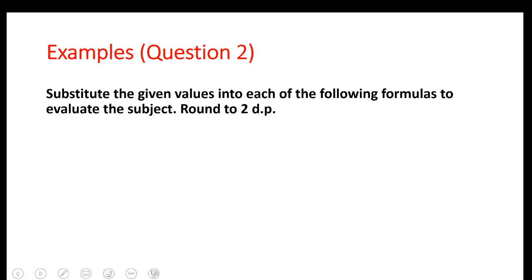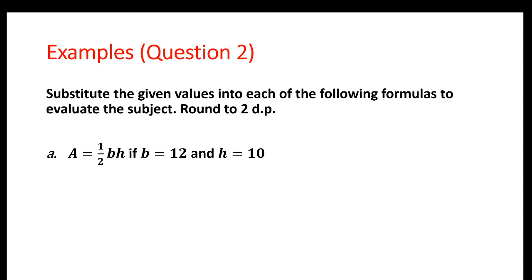Question 2. Substitute the given values into each of the following formulas to evaluate the subject, rounding to 2 decimal places. For A, we're going to find a half BH if B is equal to 12 and H is equal to 10. So A is equal to a half times B times H. Remember, when numbers are next to letters, it's times in between. So half times 12 times 10. So A is equal to half times 120, which is equal to 60.